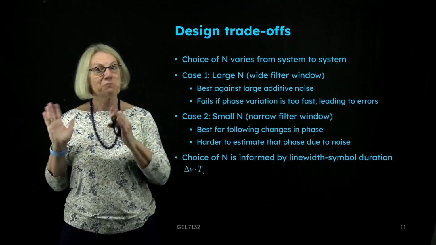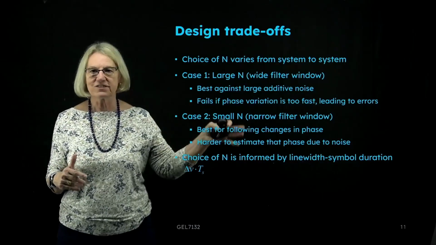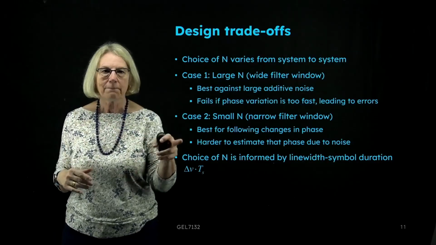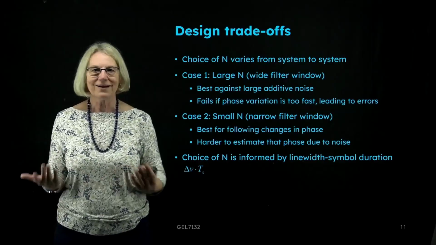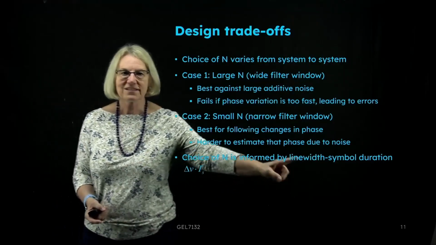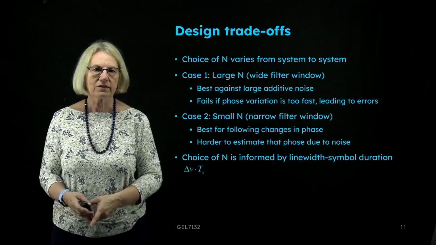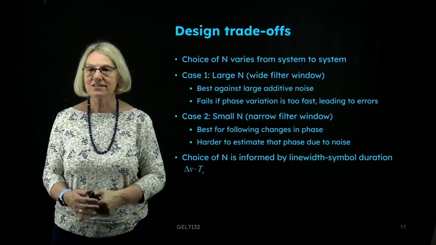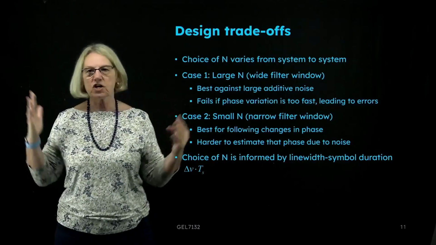Opposite case, I choose small N. Now I have a very narrow filter window, and it's best for tracking fast changes in phase because it's not too wide, so the assumption of it being constant is more likely to be accurate. But it can't average that much noise, so if it's a very weak signal to noise ratio, it's not going to be very effective. The choice of N is informed above all by the line width times symbol duration that we saw, delta nu times the symbol width, because this will help us choose whether the phase is actually constant during a window as large as N.